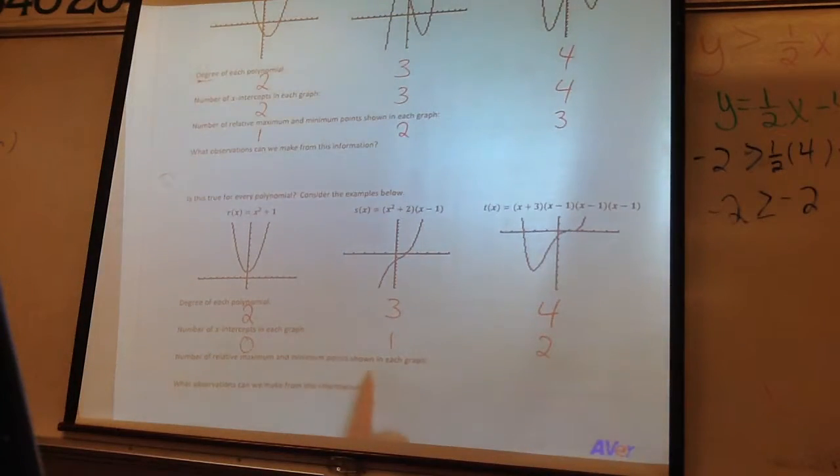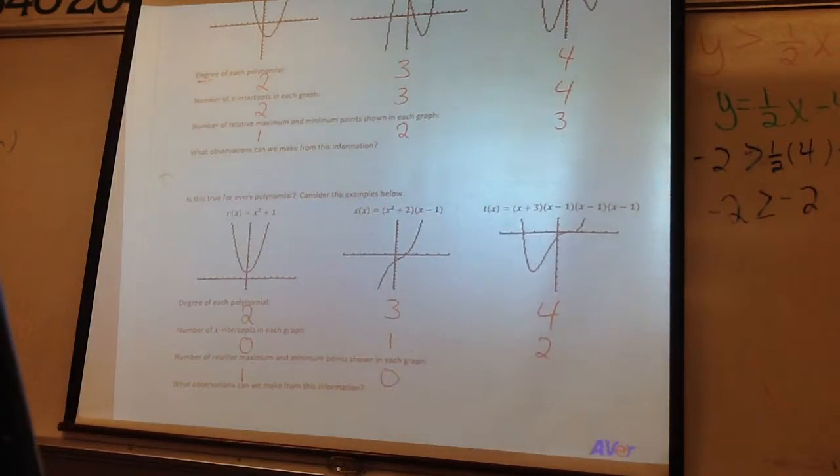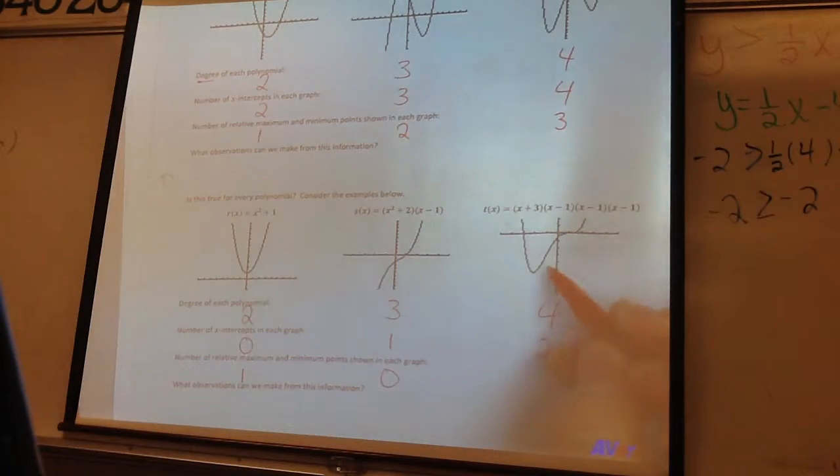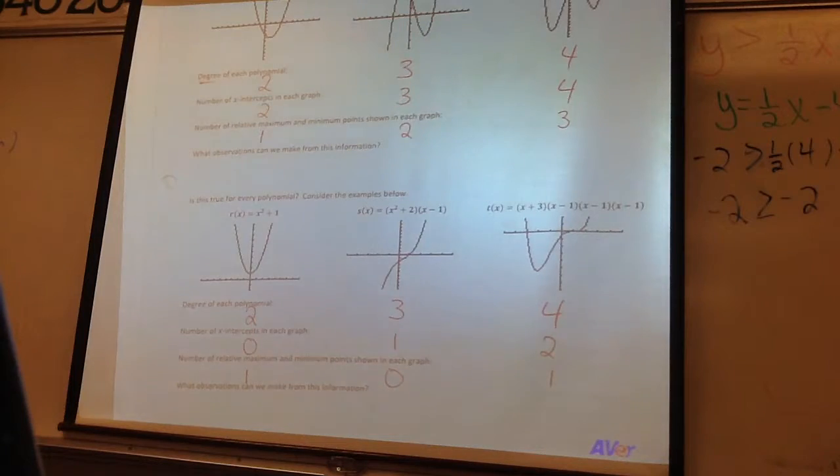Let's look at max and minimum. That one has 1 again. That one has, how many, you see any hills or valleys? 0. It just kind of swerves through. It never turns around. It never goes high and then back to low, or low and then back to high. There's no. Why not? This one has 1. Yeah, right here. 1, and then it just goes up forever. What observations can we make from this information? We were wrong. We're not wrong. Well, we were.